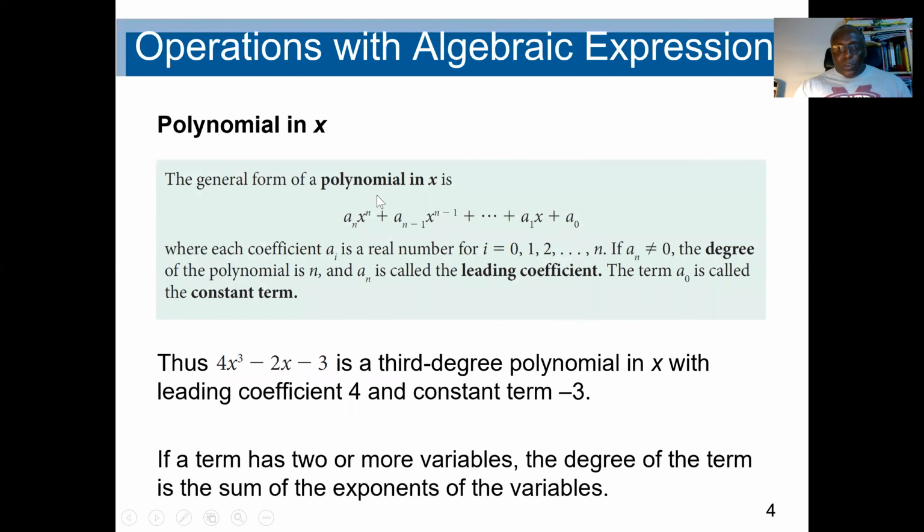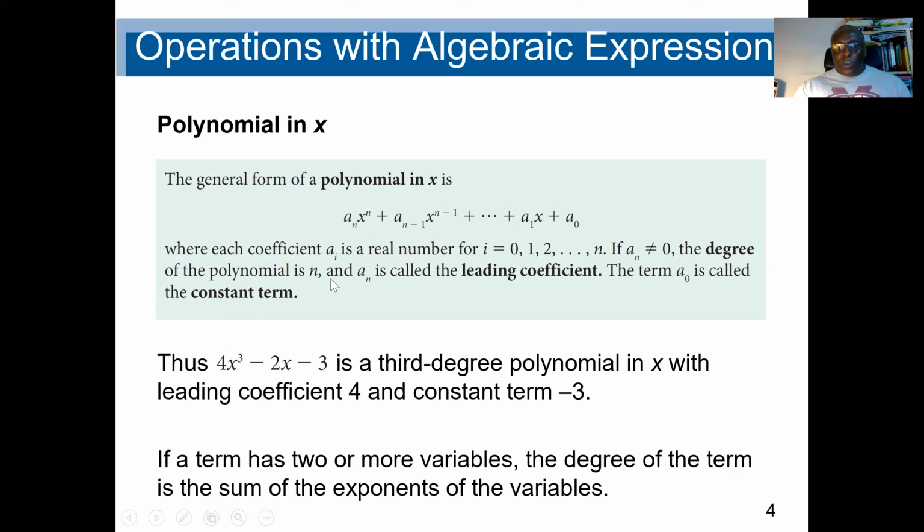A good example would be a polynomial in x. So this is a general form. When we use the term polynomial, we mean the algebraic expression with more than one term. For example, if I have only 4x cubed, we call it a monomial because it's only one term, mono. If I have 4x cubed minus 2x, we call it a binomial. We have two terms. Now 4x cubed minus 2x minus 3, we have three terms now, so it's called a trinomial.